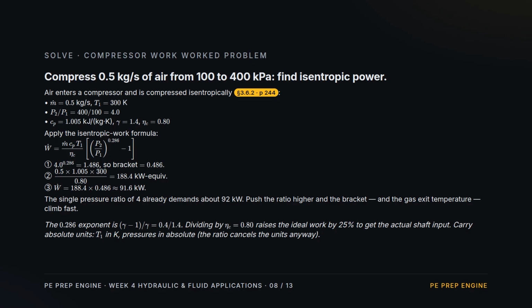Air enters at 0.5 kilogram per second and 300 Kelvin. Compressed isentropically from 100 to 400 kilopascals, a pressure ratio of 4. Specific heat 1.005, gamma 1.4, efficiency 80%. The pressure ratio to the 0.286 power gives a bracket of 0.49, and the isentropic work formula lands at roughly 92 kilowatts. A pressure ratio of just 4 already demands about 92 kilowatts.